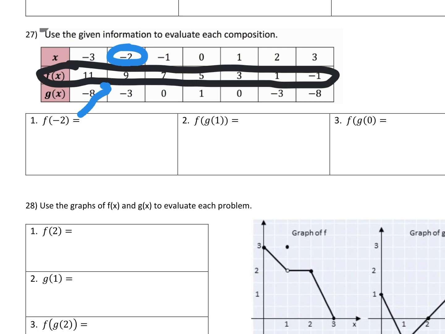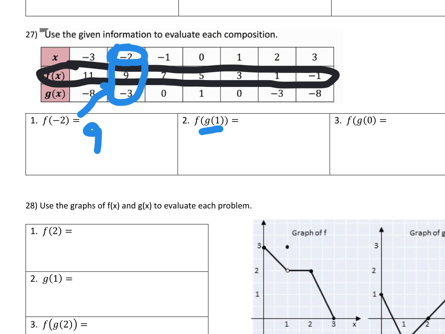And so then I like to think of it as where do they cross? F of negative 2 is 9. It's like where you're seeing where those two things cross on the chart. But what if it's got a double? Let's start with just g of 1.